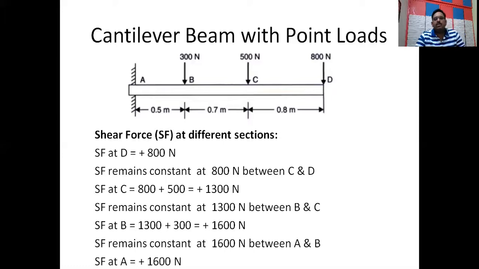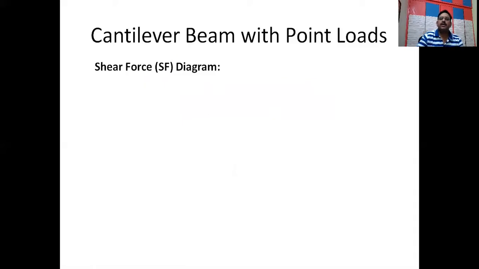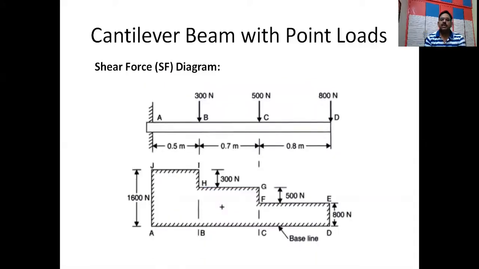Now we have found out various shear forces at different sections. Now we have to draw the shear force diagram. Here is the shear force diagram. How to draw? We have to start with this one. The reaction will be 1600, that is 3 plus 5 plus 8, 1600. From A it is plus 1600. From A to B, it will remain as 1600.